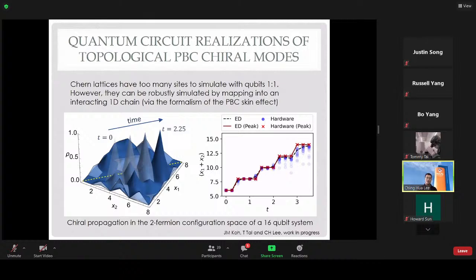So how did we do it? The formalism was for Hermitian systems, and we mapped the 2D system, which is non-interacting, into a 1D system that is interacting. We map an 8x8 lattice system into a one-dimensional system with 16 qubits. Depending on our journal submission, this paper will be out soon. Or if you're interested, you can always get it from me.